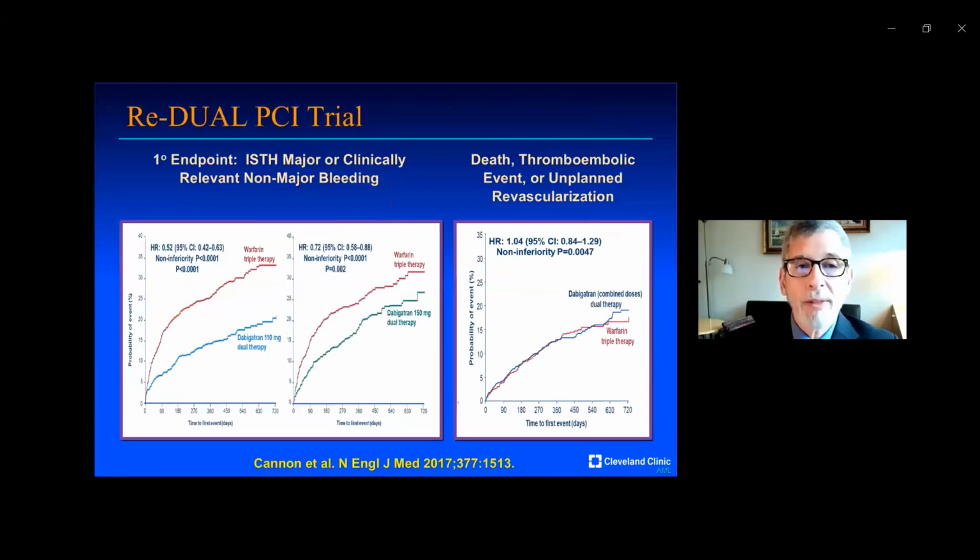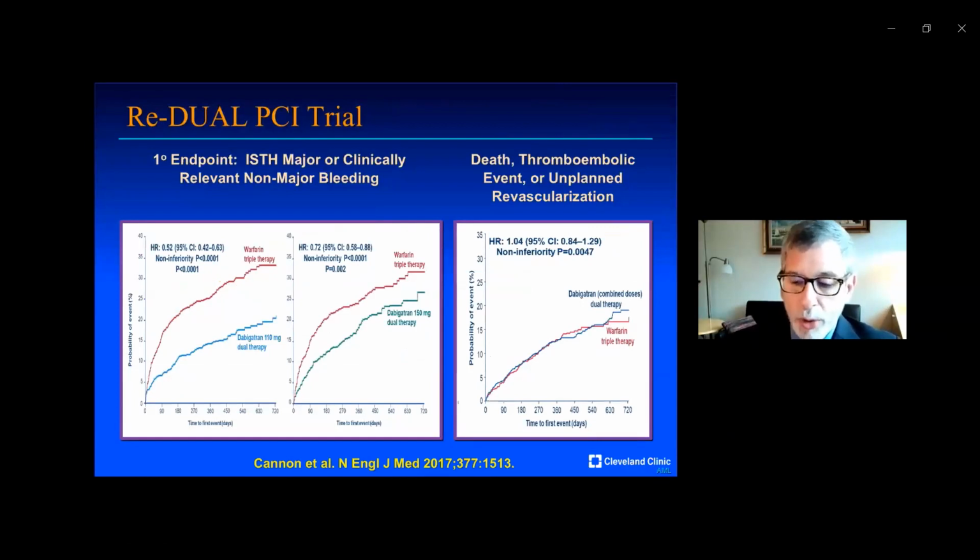With about 3,700 patients, the REDUAL PCI trial also compared to warfarin triple therapy, that is, dual antiplatelet therapy plus warfarin. In this case, using dabigatran, either the low 110 milligram dose or the 150 milligram dose approved in the United States, it showed that bleeding was reduced with both of these single antiplatelet therapy arms, with what again appeared to be no difference in ischemic complications.